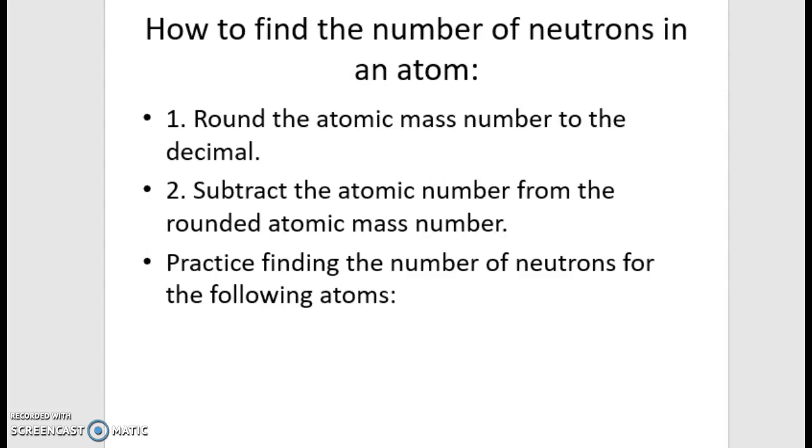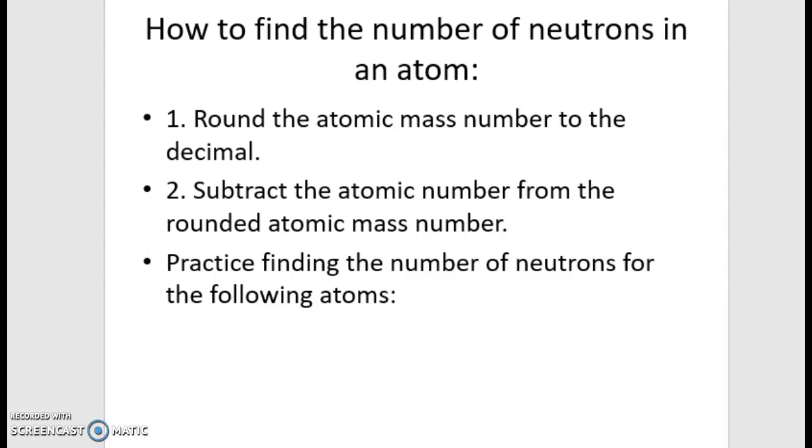So if you have protons and neutrons inside the nucleus, you can look at the atomic number to tell you the number of protons, but then you have to subtract the atomic number, the number of protons, from the entire atomic mass number to get the number of neutrons.